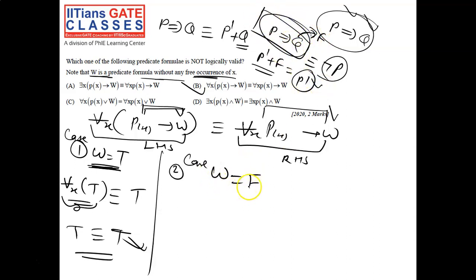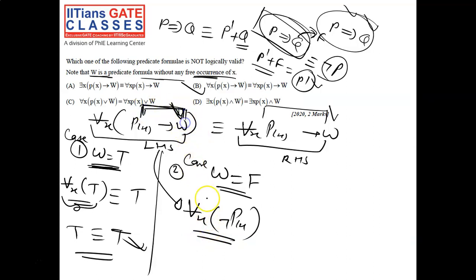Now if w is false, what will this LHS become? This LHS will become for all x negation of p(x). This will be our LHS, because if w is false, then this thing will become negation of p(x). What will happen to the RHS? Let's see. If w is false, then this complete thing will become negation of for all x p(x).